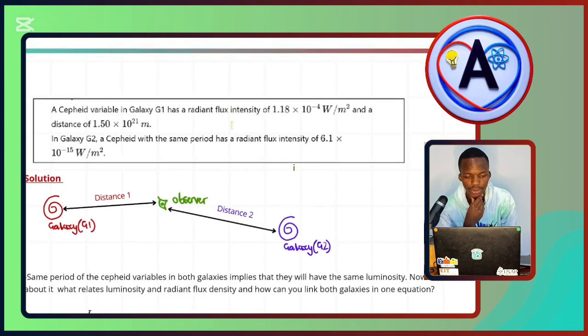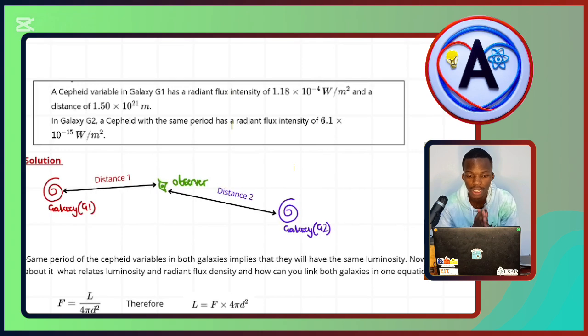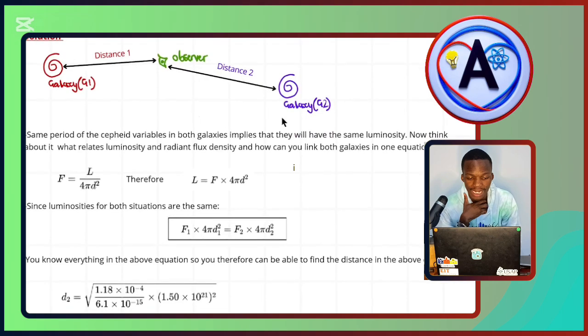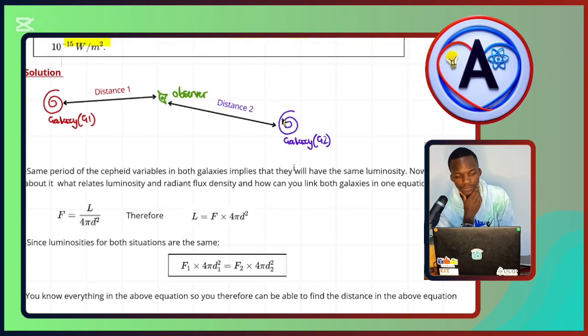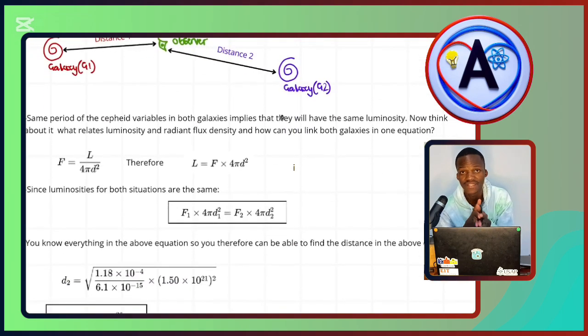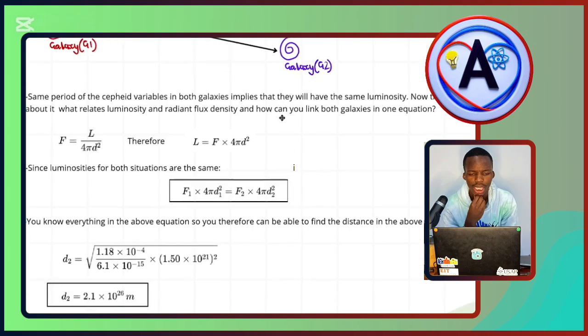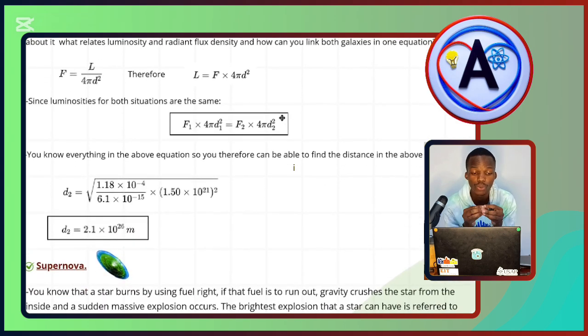Let's look at the last example. A Cepheid variable in galaxy G1 has that radiant flux intensity and a particular distance like that. In galaxy G2, the Cepheid of the same period has a radiant flux intensity of 6.1 times 10 to the power of negative 15. Now, we've been asked to find the distance from that galaxy to the observer. Same period, like I've said, means that you have the same luminosity. Now, think about it. We found the relationship between luminosity and radiant flux intensity. So now you want to figure out how these two can be linked, right?